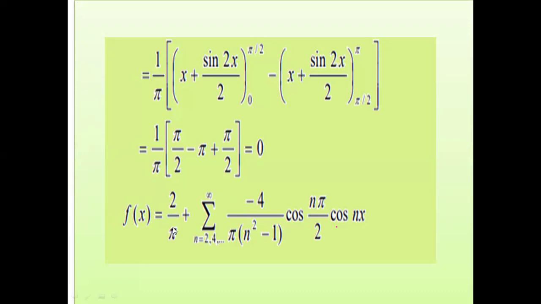So what you get is a naught by 2 plus summation of a1 cos x, that will become the a1 value. That's why the series starts from 2, 4, up to infinity; it starts from an even number. So finally you have to write minus 4 upon pi, (n square minus 1), cos n pi by 2, in cos nx.